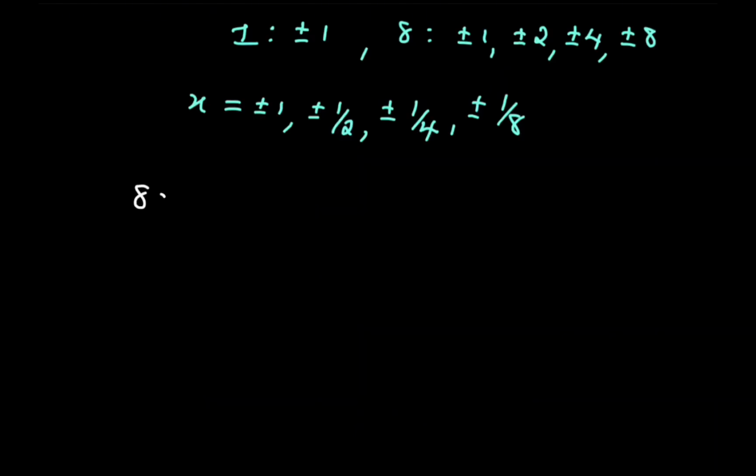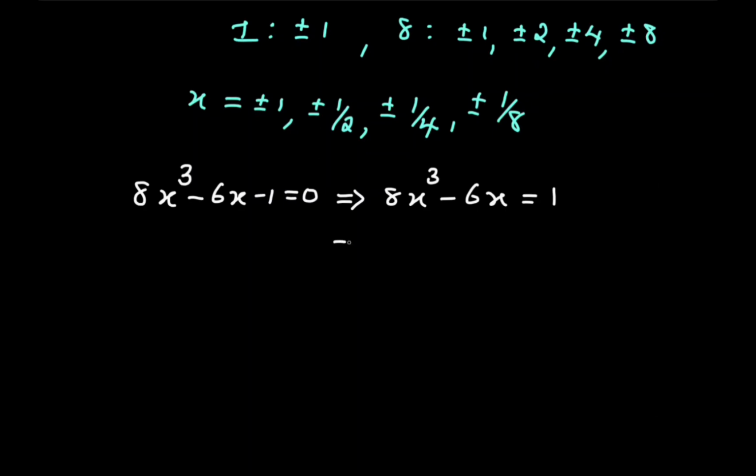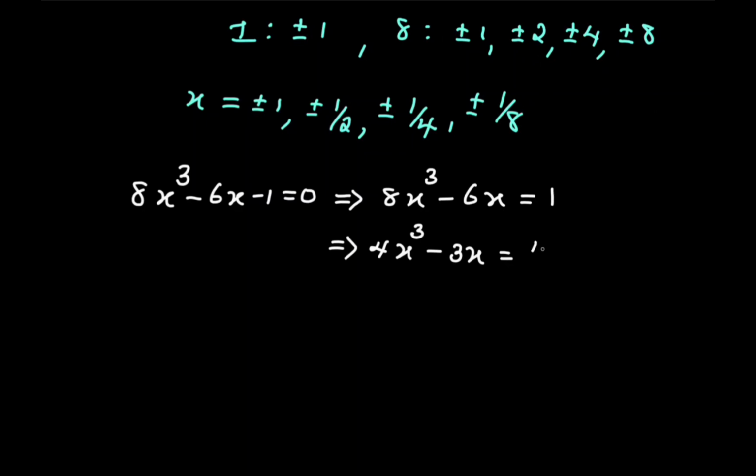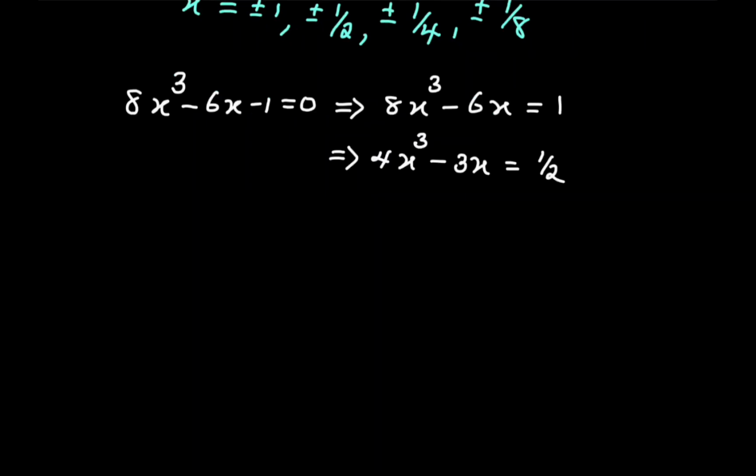We are given that 8x^3 - 6x - 1 = 0. And if you add 1 to both sides, we are going to obtain 8x^3 - 6x = 1. And if we divide both sides by 2, we are going to obtain 4x^3 - 3x, which is equal to a half. From here, we can use a suitable trigonometric identity.